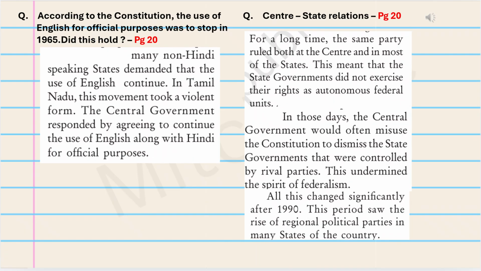Two questions on page number 20. The first one is, according to the Constitution, the use of English for official purposes was to stop in 1965. Did this hold? And the second question is the center and the state relations.